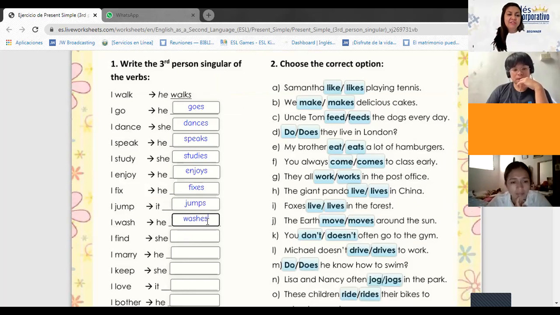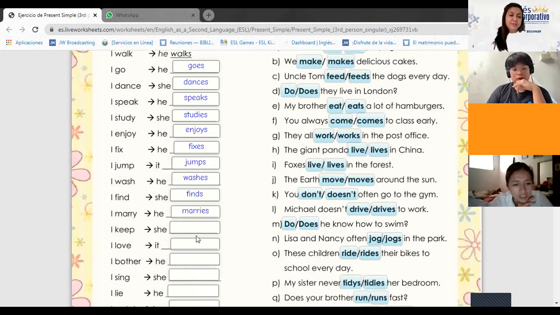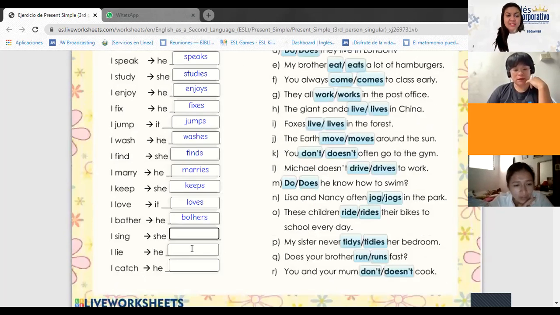I wash, he washes. Yes. I find, she finds. I marry, he marries. Uh-huh. I keep, she keeps. I love it. Loves. I bother. He bothers. He bothers me a lot. What is the meaning bother? Bother, molestar.